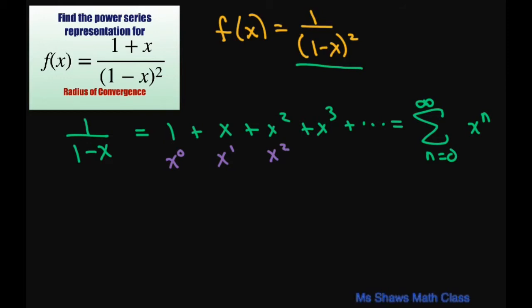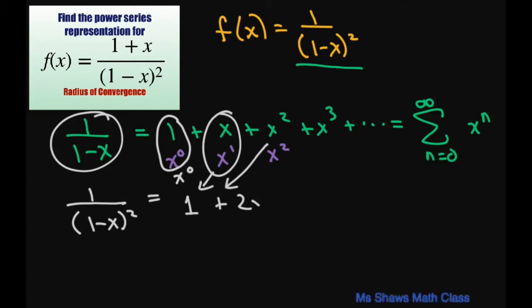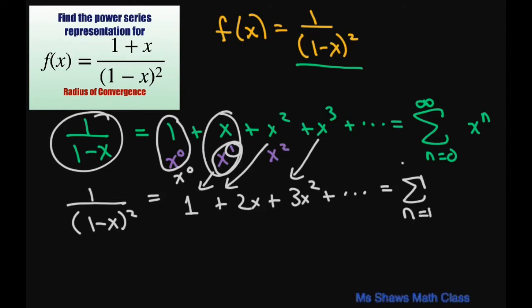All right, now if we differentiate both sides, the left side is going to be 1 divided by (1 minus x) squared, which is what we want. On the right, the x to the power of 0 term goes away, so it's gone. This one turns to 1, this one turns to 2x, this one is plus 3x squared, plus dot dot dot. We're starting with the 1, so this is going to be n equals 1 to infinity.